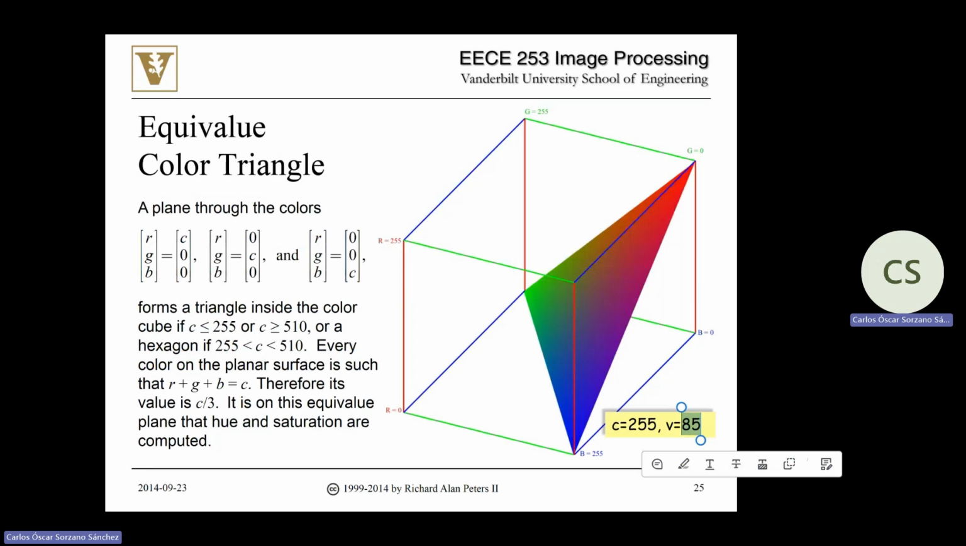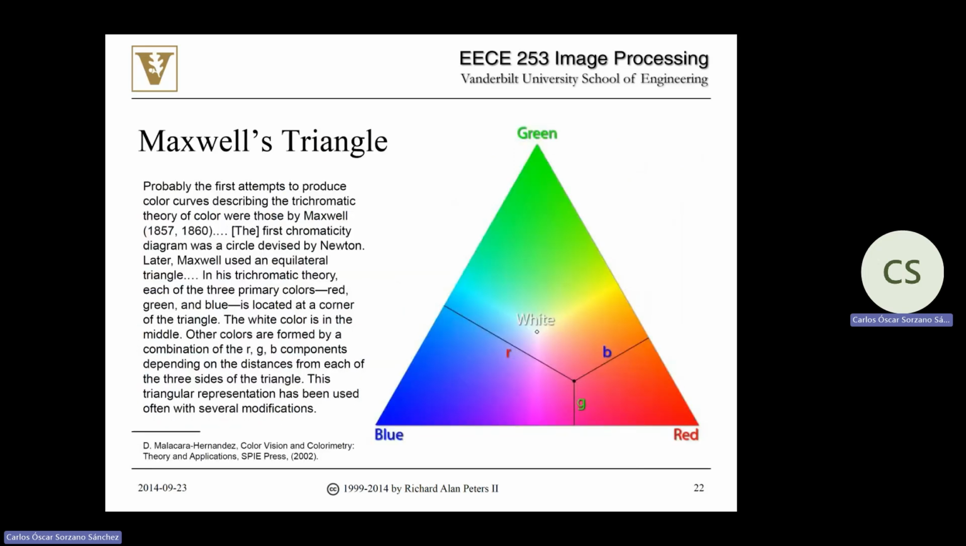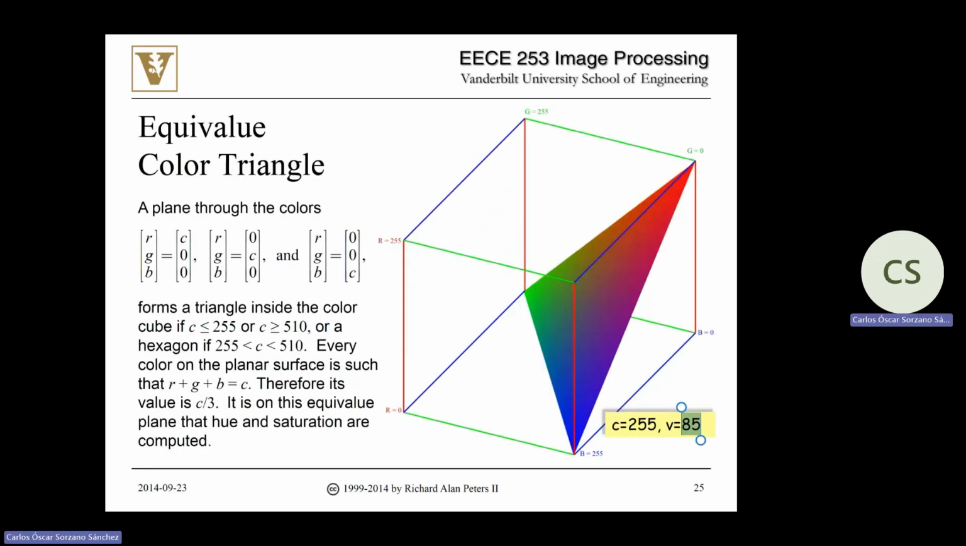Okay, so what it says here is that if C is smaller than 255, then the intersection between the plane and the color cube is a triangle such as this one. If C is larger than 510, it's also a triangle. But if C is between 255 and 510, then the intersection of the plane and the cube is a hexagon. Okay, so the conclusion with the Maxwell triangle is that this Maxwell triangle, this one here, is not any one of these intersections. These triangles are not the Maxwell triangle.